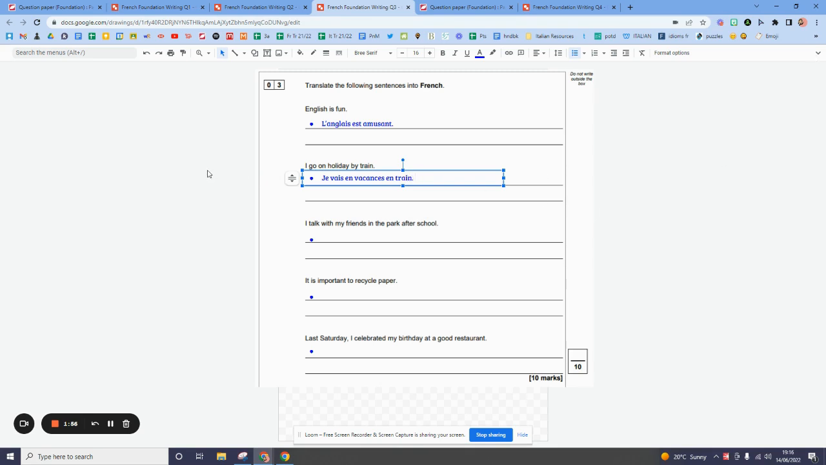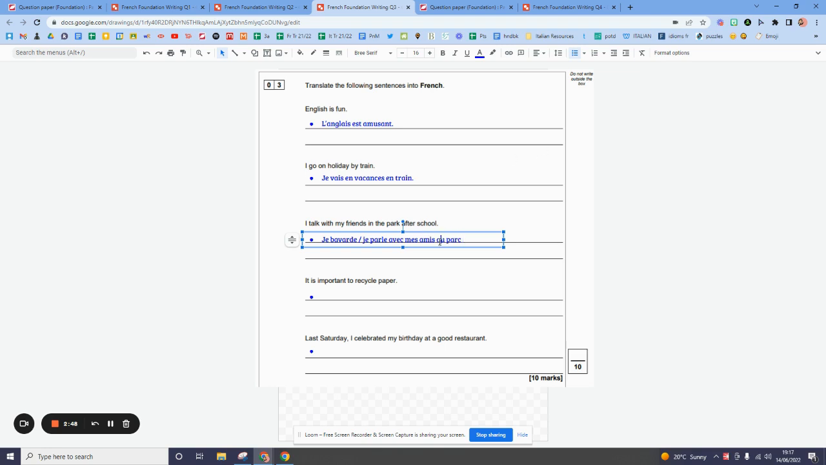But if you put par train or au train, they would be wrong, but you wouldn't lose masses of points. Okay. I talk with my friends in the park after school. I talk. Je bavarde or je parle. Yeah, you know both of those, I hope. With my friends. We've been saying this one since year 7. Avec mes amis. And if you put amis, that would be fine because it doesn't specify if they're girlfriends or boyfriends. In the park. Au parc.